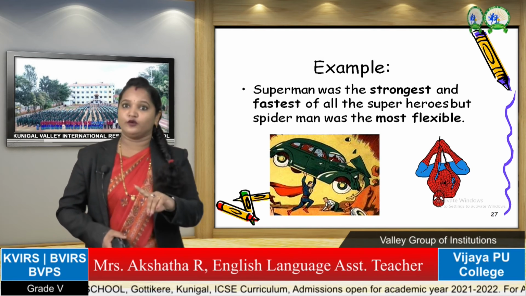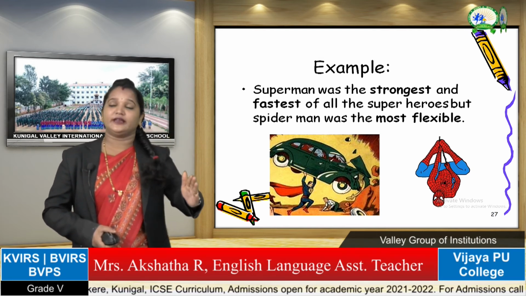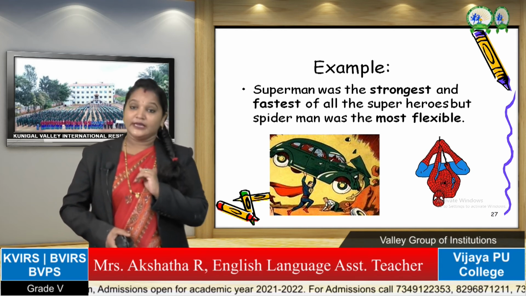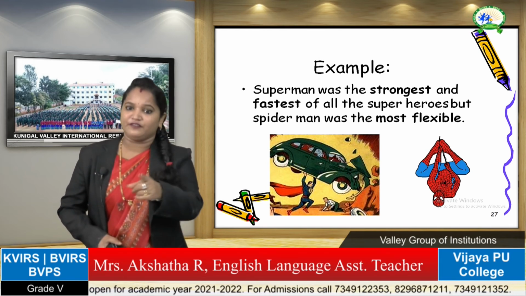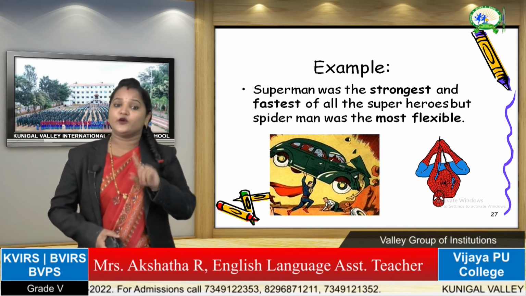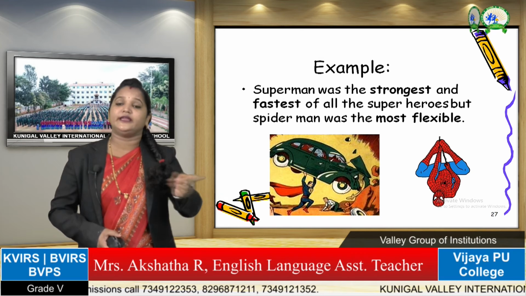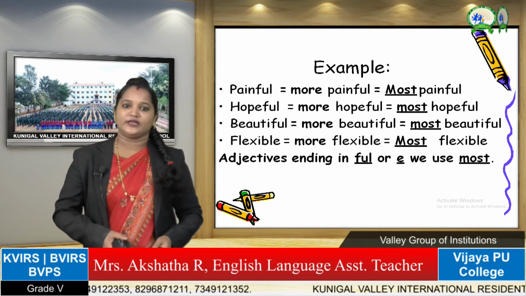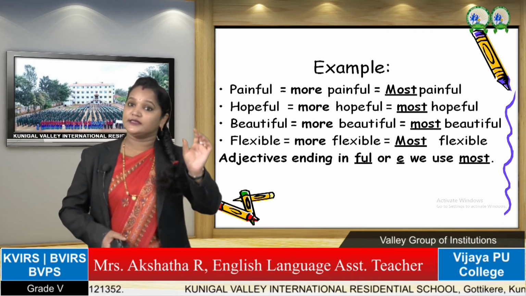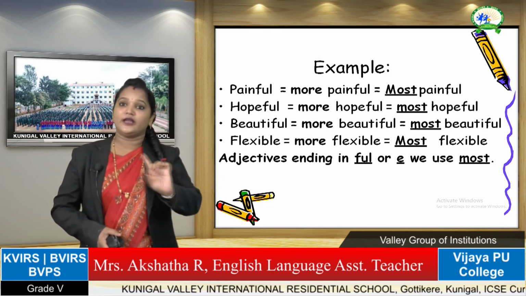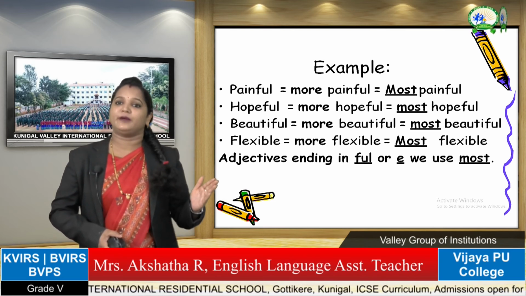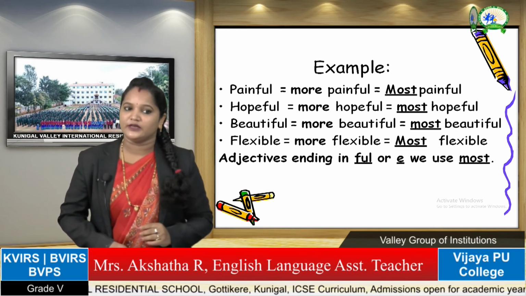Why? I told you before, in the comparative degrees, if the word is ending with ful or if the word is ending with e, like flexible, the last letter is e, we are not going to add est or er. We are going to write more in the comparative degree, most in the superlative degree. You can see here, painful. In the comparative degree, I told you as the word ending with ful, you are not supposed to add er or est. You are going to add more in the comparative degree, most in the superlative degree.